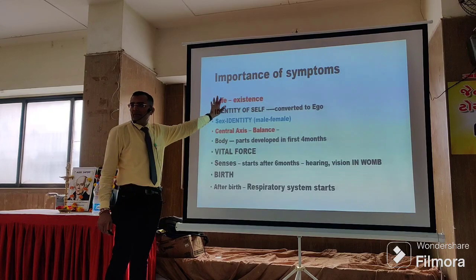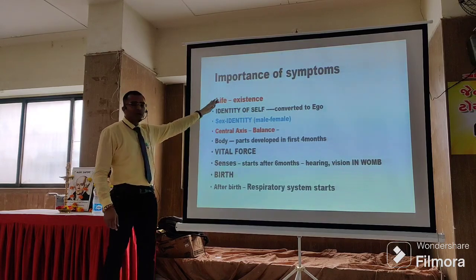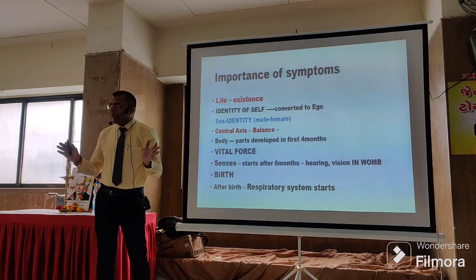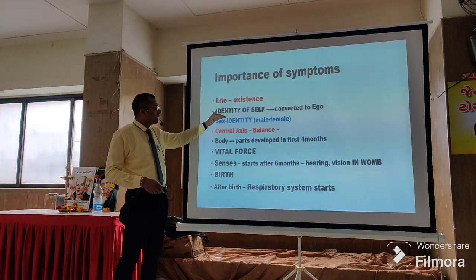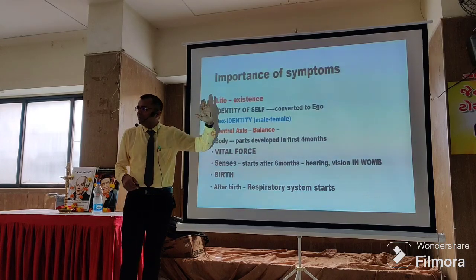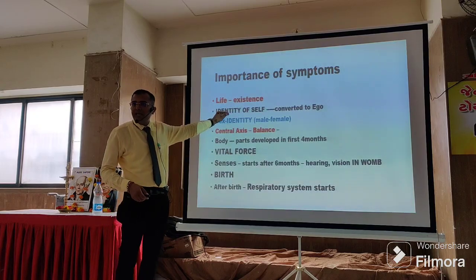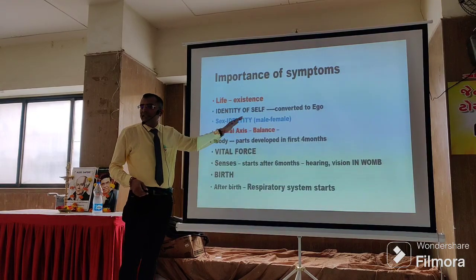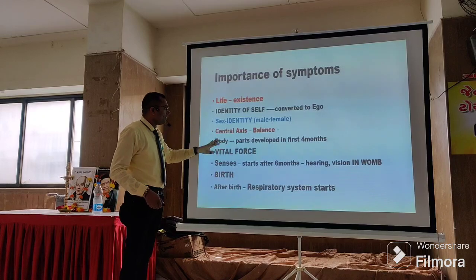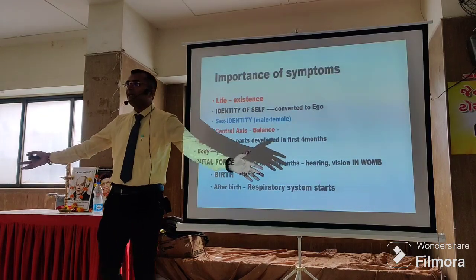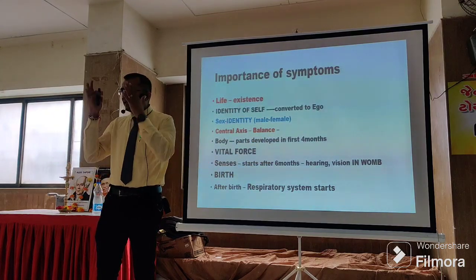If life is a problem, we have to understand the related causes. If life is okay, their existence is okay, but whether their existence is human existence or animal existence, you have to find out the hierarchy. So identity was not developed as a male, as a female, or as a human. The first step is to understand the animal identity and convert it into human. After human, we convert into male or female. So sexual identity. Then the central axis: whether both sides have developed properly or not. Right side is improper, left side is proper. So you have to understand this axis.